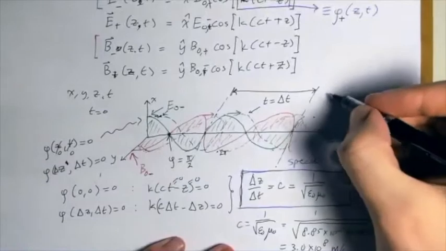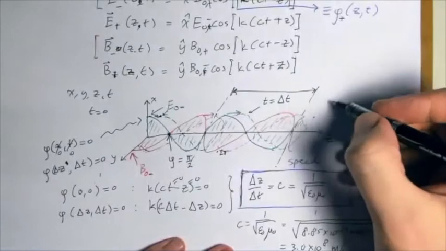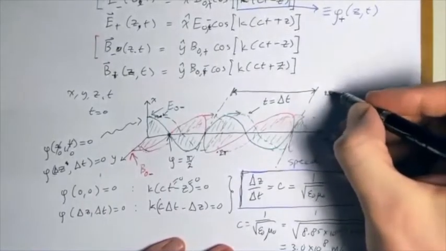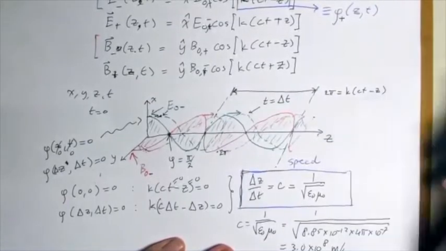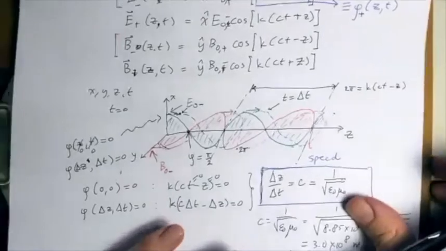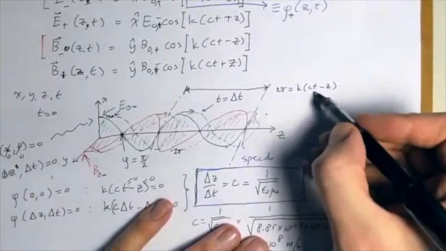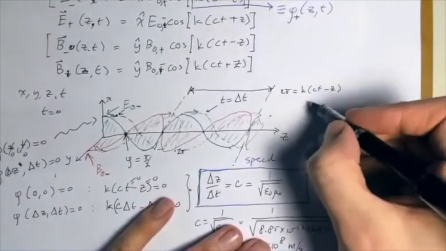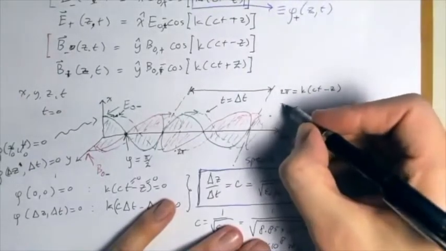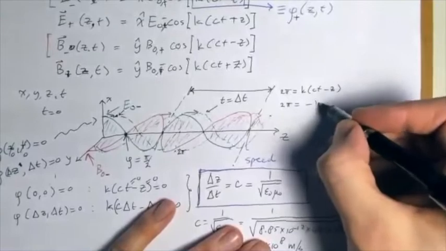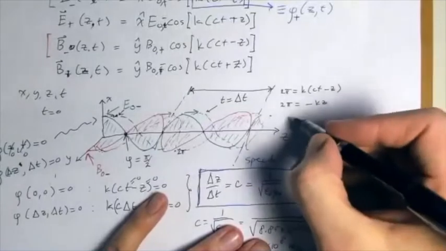Or, put it another way, the phase from here to there amounts to 2 pi. So 2 pi equals k(ct minus z). And we're doing this for one particular time, so we can pick t equal to 0 just to see what happens with z. So then we have 2 pi is minus kz, and that's the definition for the wavelength.